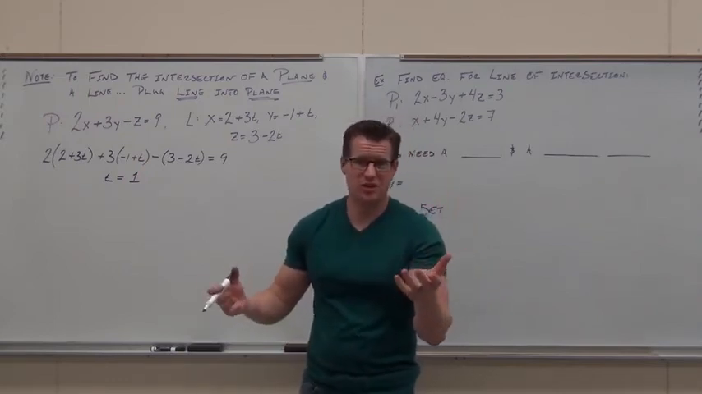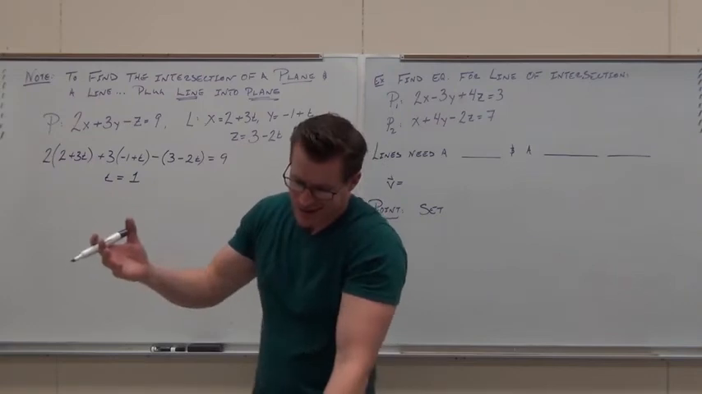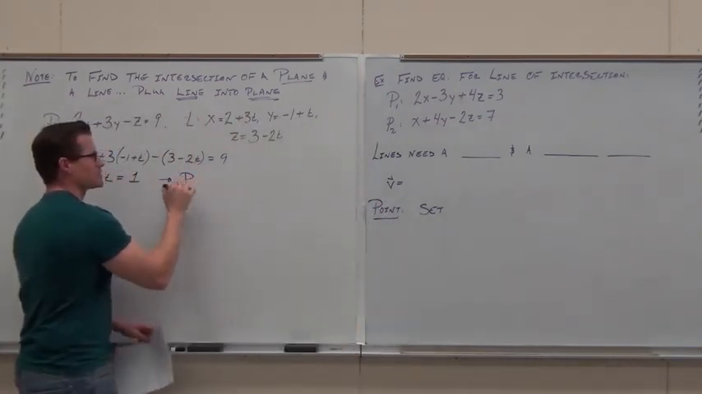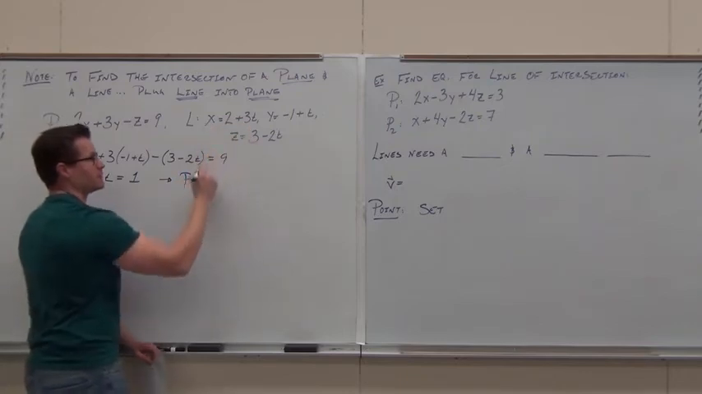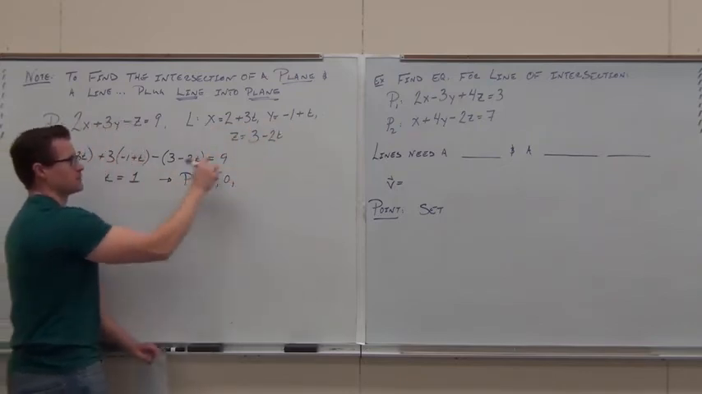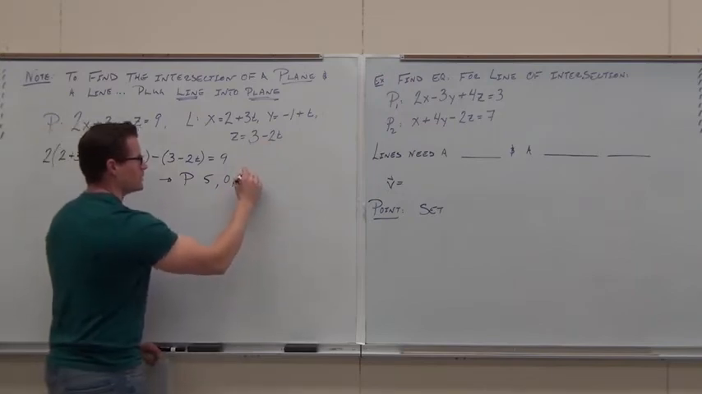So it's pretty straightforward. Take the line, plug it into the plane, solve it for t, and then put that back in. So when we do that, we get this point, looks like 5, 0, 1.